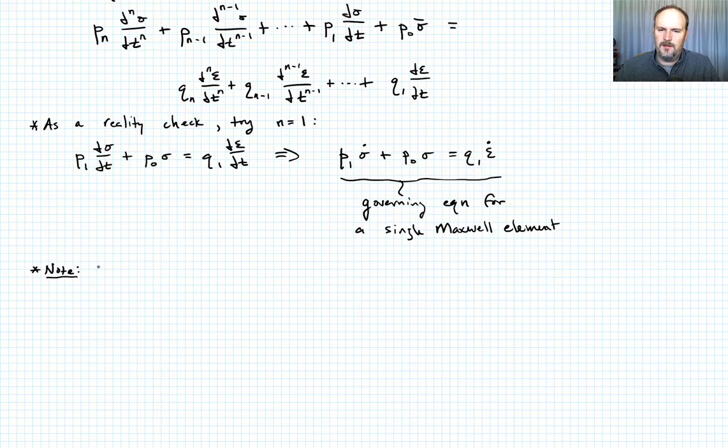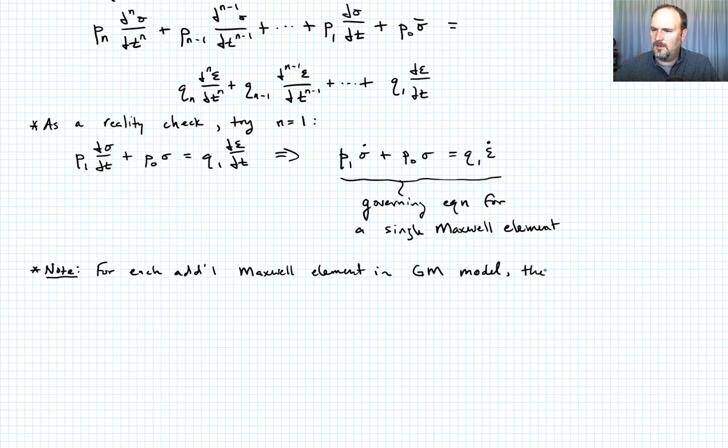So for each additional Maxwell element in the generalized Maxwell model, the order of the governing differential equation is increased by 1.